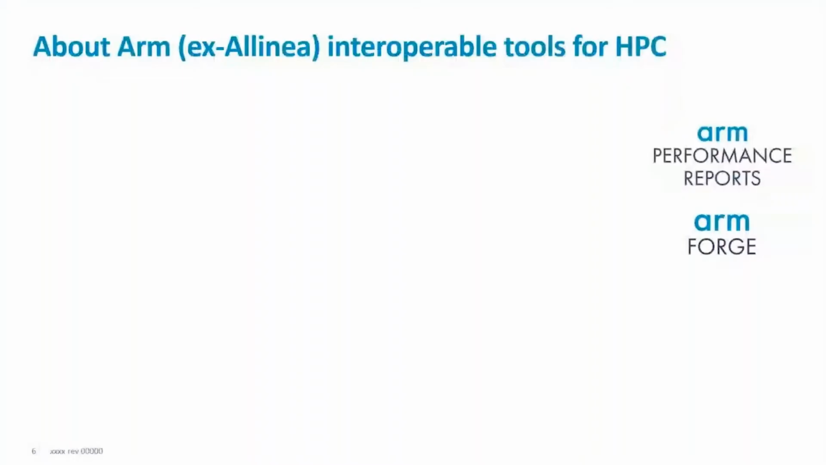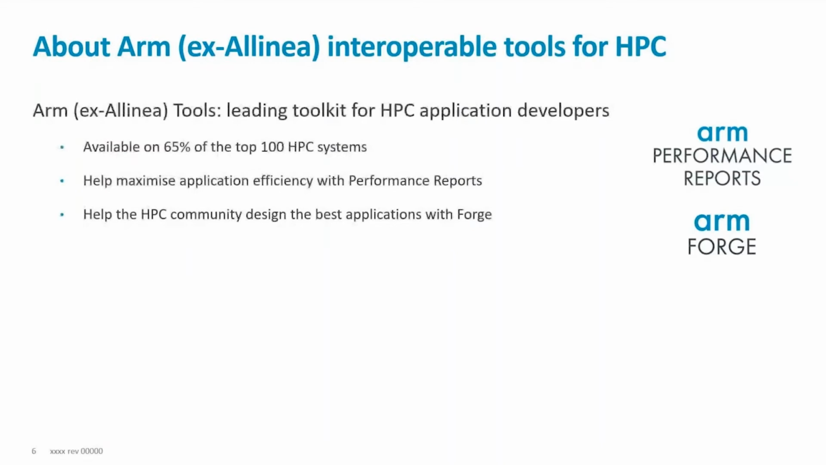To give you a bit of background on what ARM Forge is, it's the ex-Allinea tools, which was called Allinea Forge, a leading toolkit for HPC application developers. It's available on over 65% of the top 100 HPC systems. It's designed to maximize application efficiency on HPC systems, where you can also use performance reports to design your applications as best as you can.